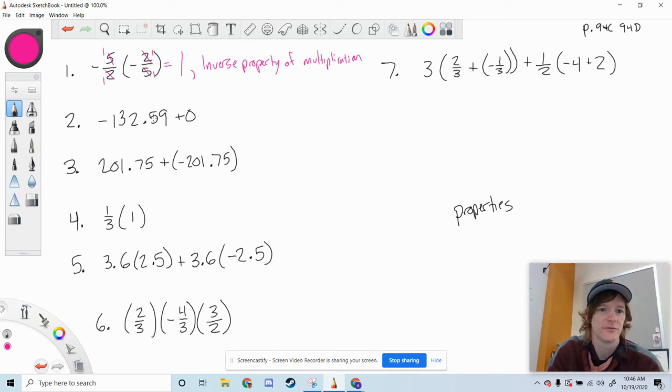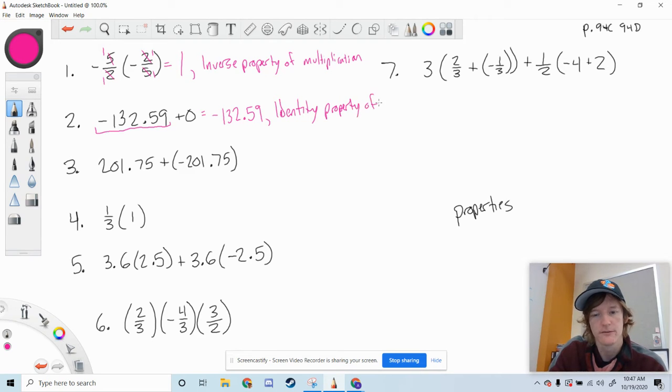Number 2, pretty nice problem. Negative 132 and 59 100ths plus 0. This thing started off with an identity. Started off with its name. Its name is negative 132.59, and we added something, and it didn't change its identity. So its identity didn't change. So this equals negative 132.59. And I keep using the word identity because this is the identity property of, is this multiplication or addition? Well, this is addition.